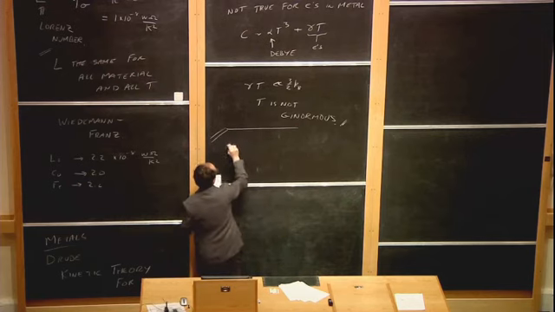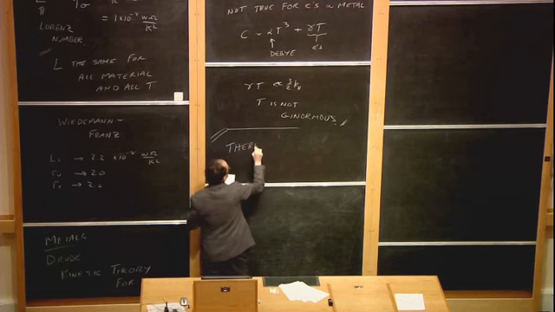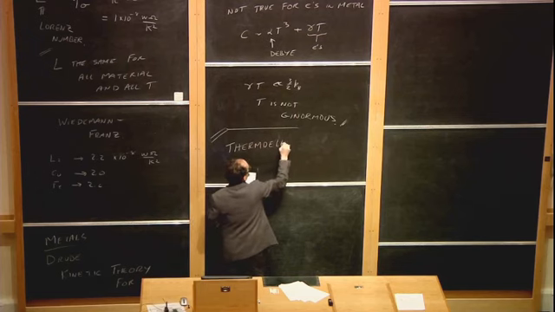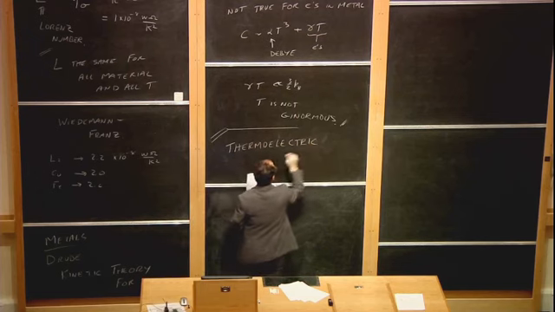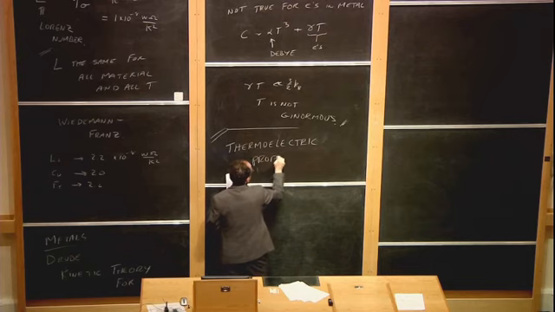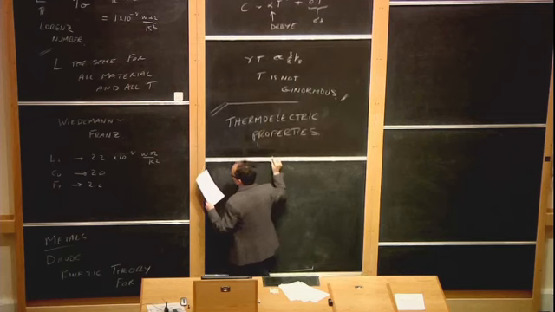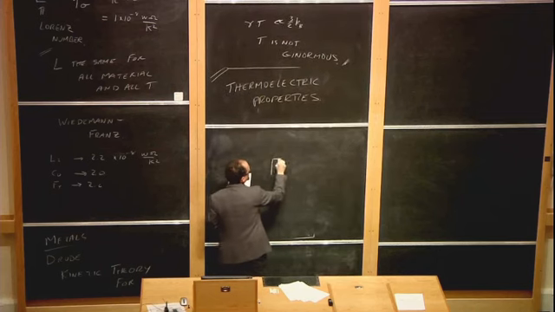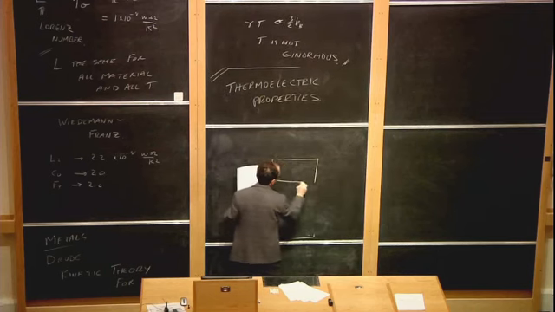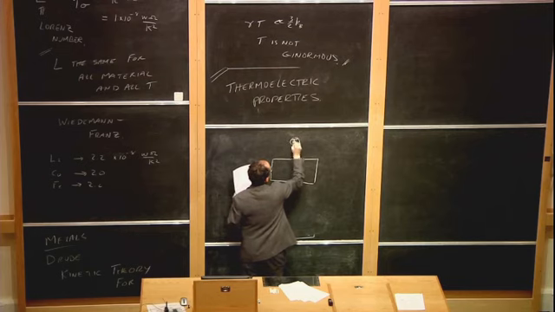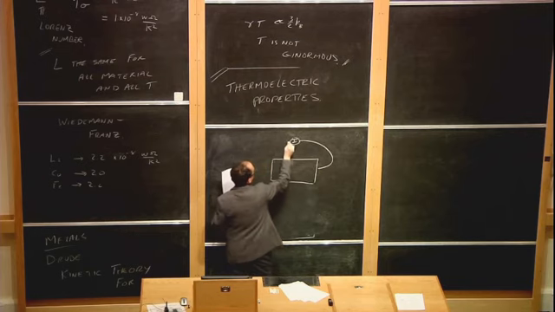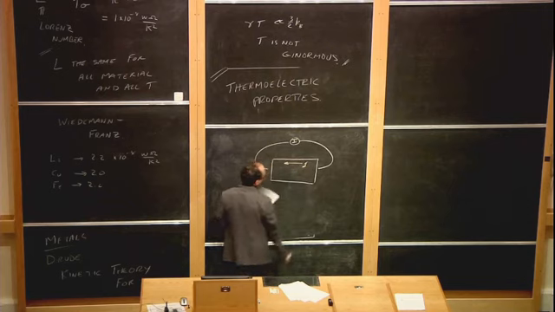Let's look at thermoelectric properties. This is the kind of experiment we want to look at. Here's a block of metal. We want to run a current. So here's a current source. We run the current through the metal. So the current drags electrons through the metal this way.